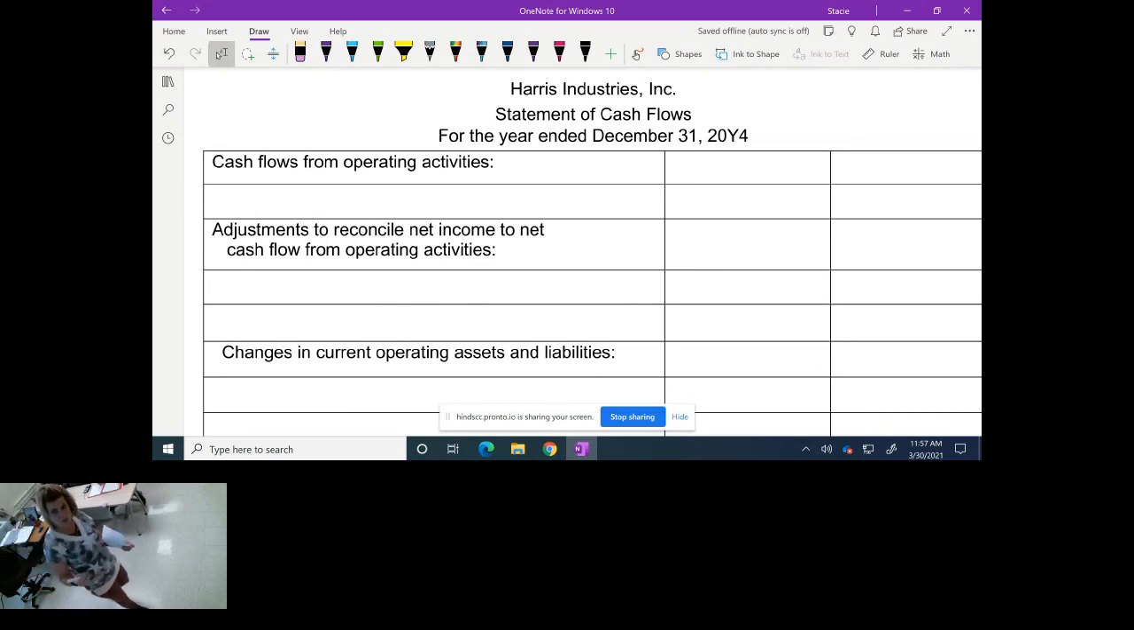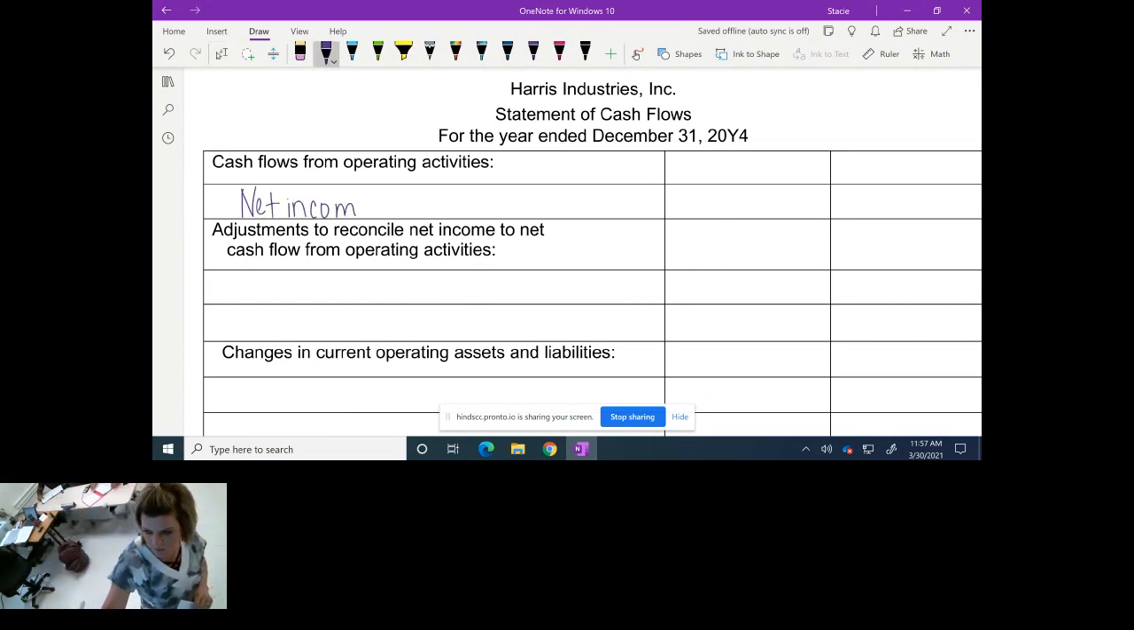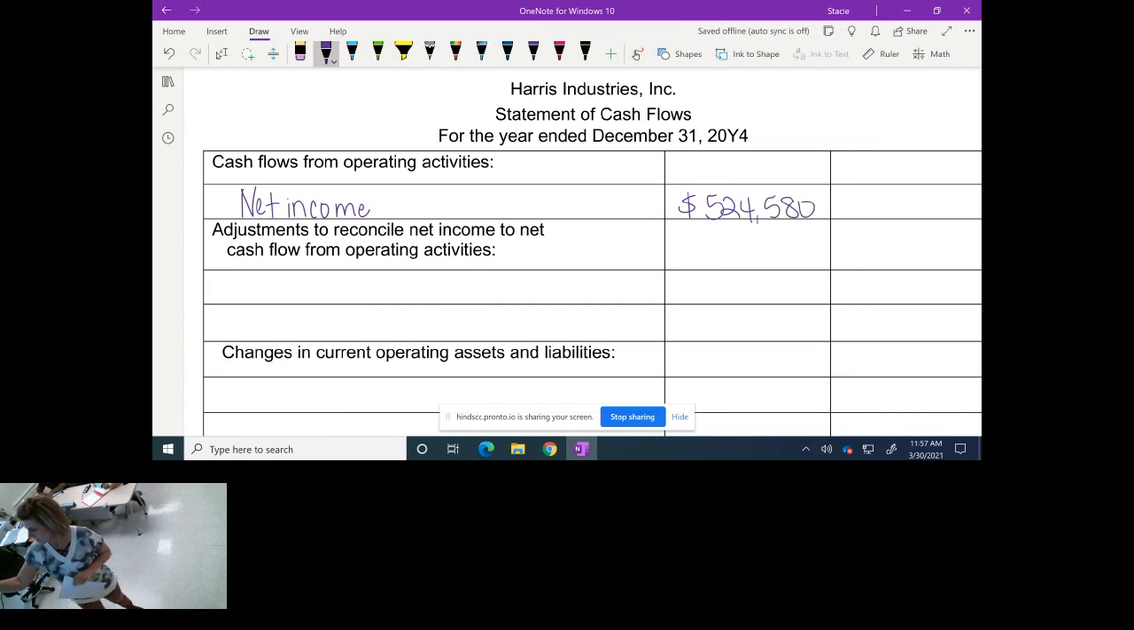Okay, so cash flows from operating activities. What do you put first in that section? Net income. How much was my net income? 524,580. Okay.